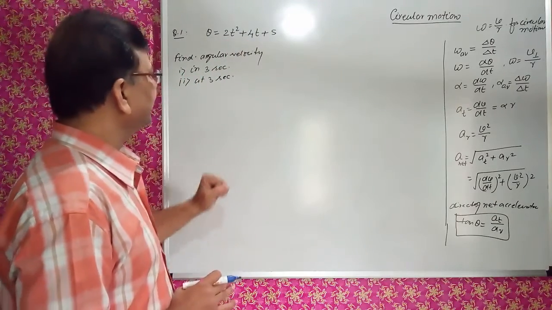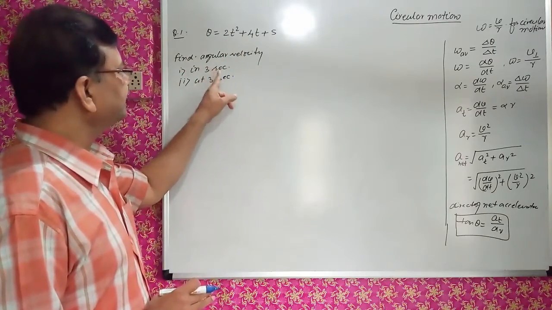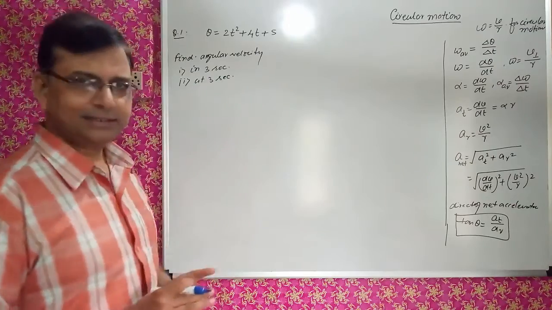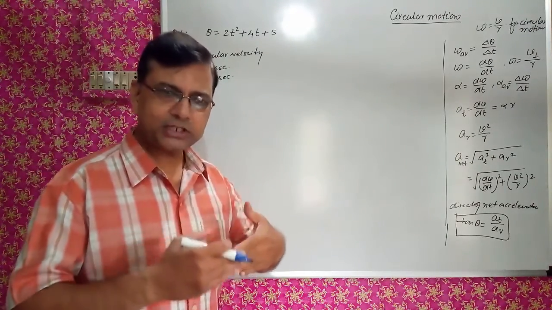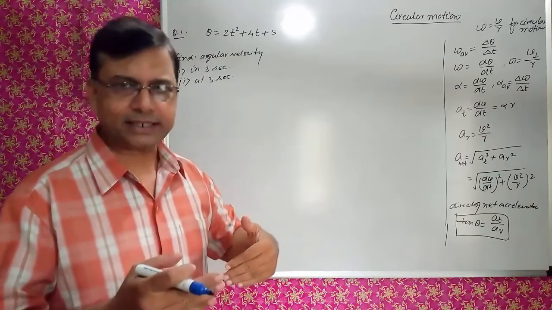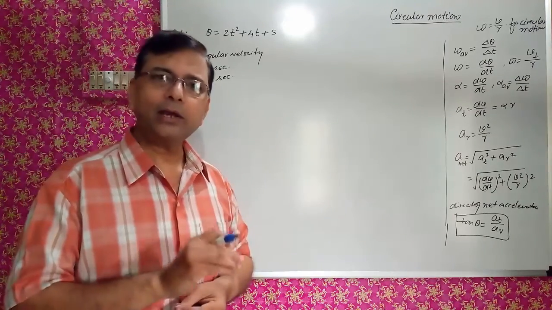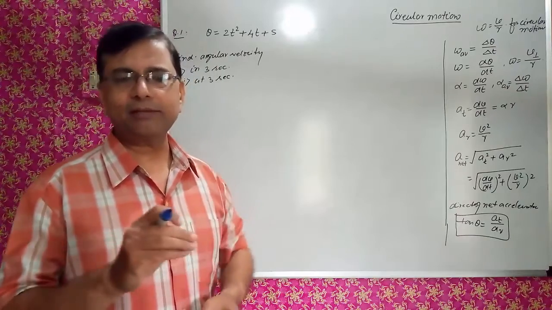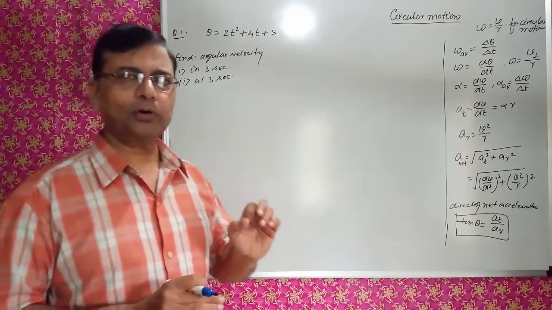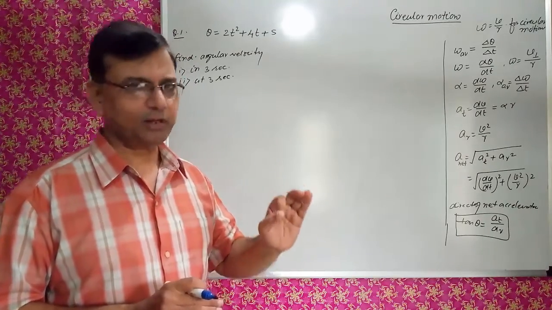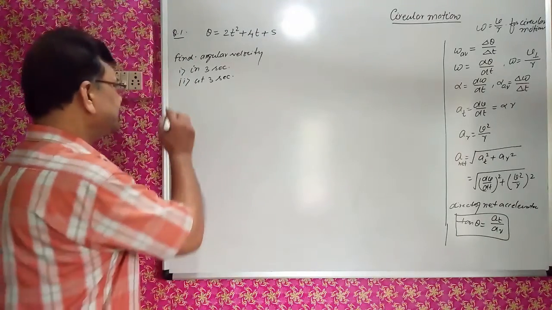Then what we have to find? The angular velocity in 3 seconds and at 3 seconds. When I say in 3 seconds, it means the duration is given, 0 to 3 seconds, which means we want average angular velocity. When I talk about at 3 seconds, I want instantaneous angular velocity. Now we will proceed for the solution.